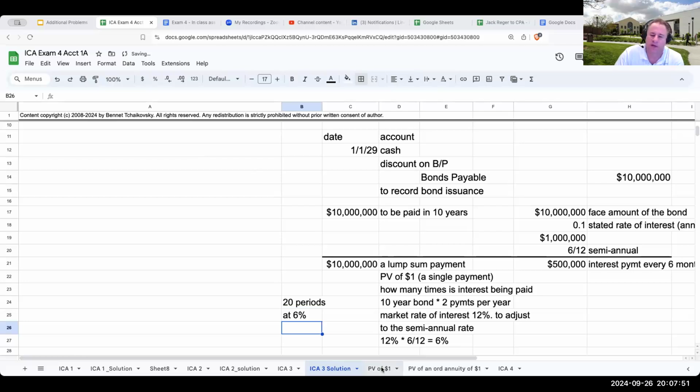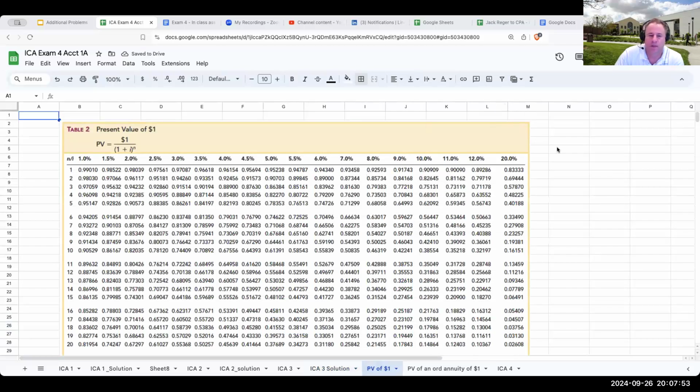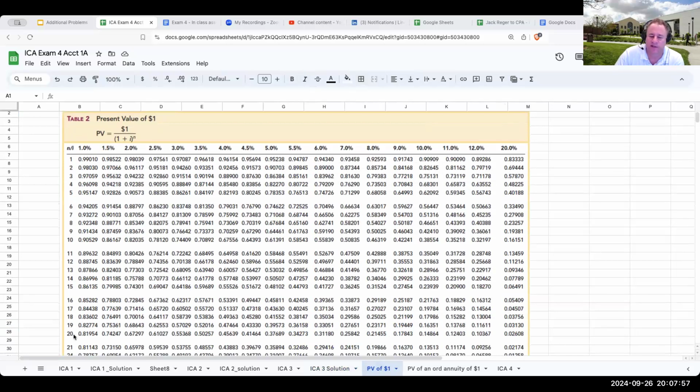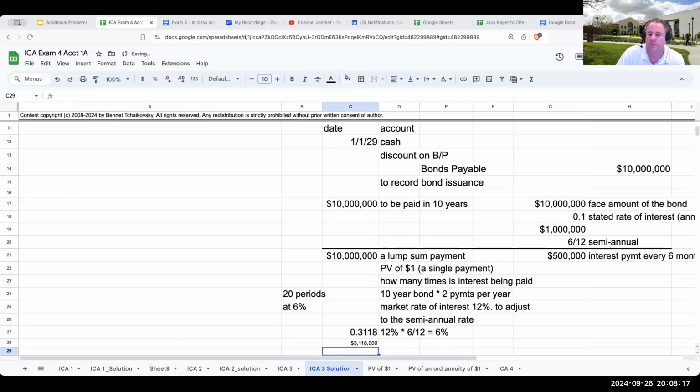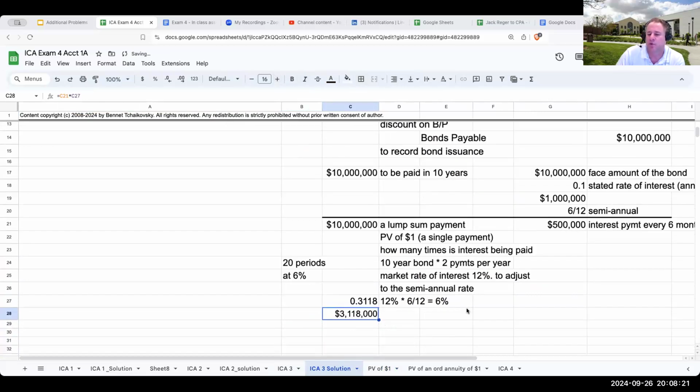So come over here, present value of a dollar. And I'm going to go here, 20 periods, because that's how many times interest is being paid, at 6%. And that is going to be 0.31180. So the value of this $10 million today is going to be 3.1 million.